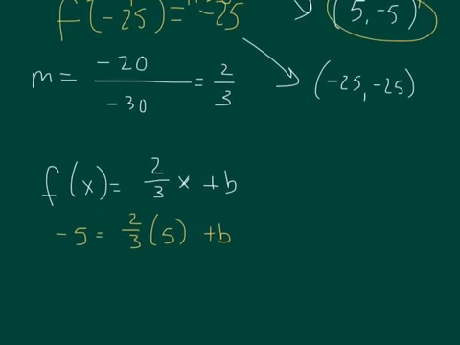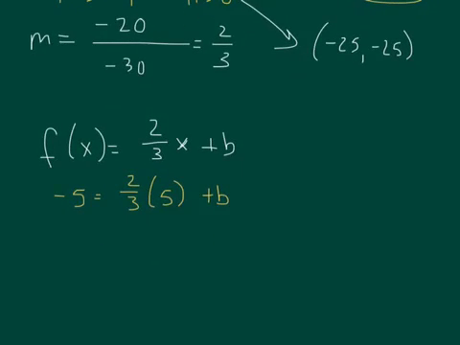What's the easy way to solve for b here? I don't want to do this math. It's messy. Yeah, multiply everything by 3.